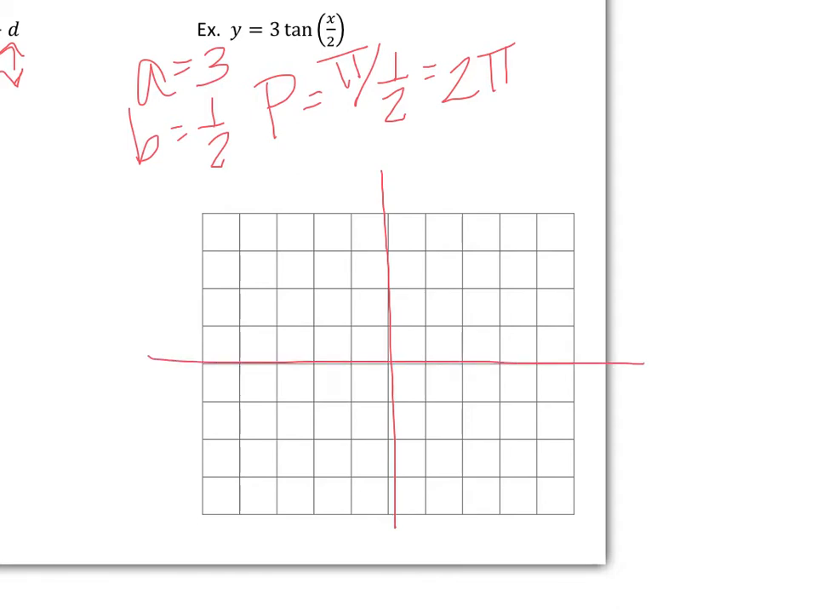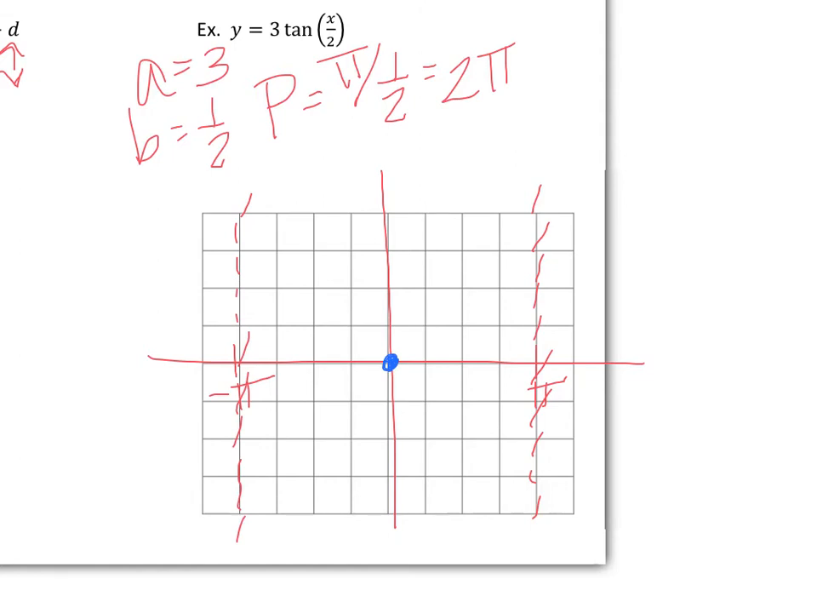I know that tangent crosses at 0, 0. And if my period is 2 pi, that means I need to go pi left and pi right. So I'm going to label these negative pi and pi. It doesn't have to be this big. And then I know those are going to be asymptotes. In between, I've got one period.